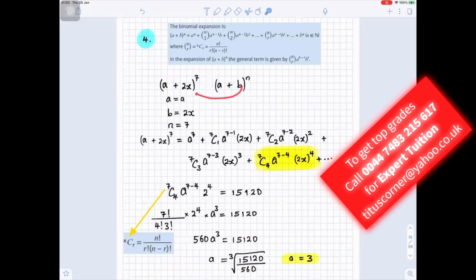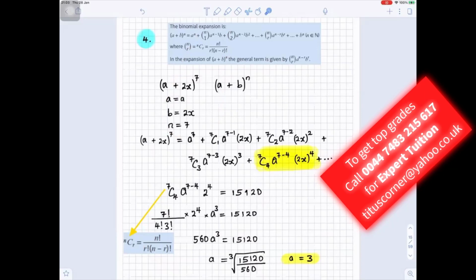Our b is the 2x. Our n is the 7. Very important. A is the a. B is 2x, and n is 7. Now we want to use that binomial expansion formula to sub in.